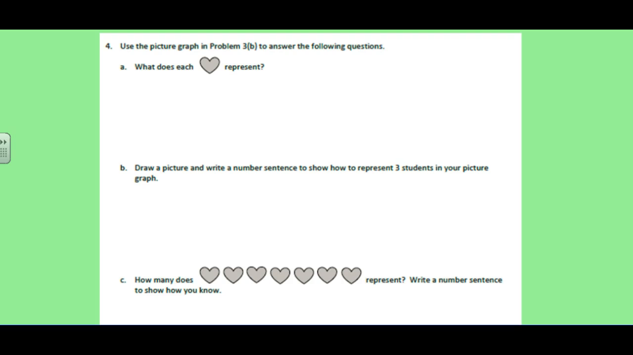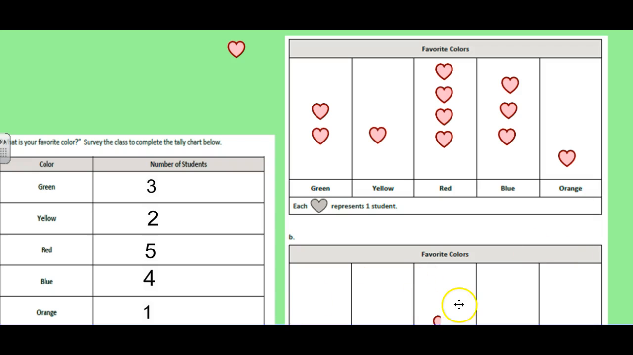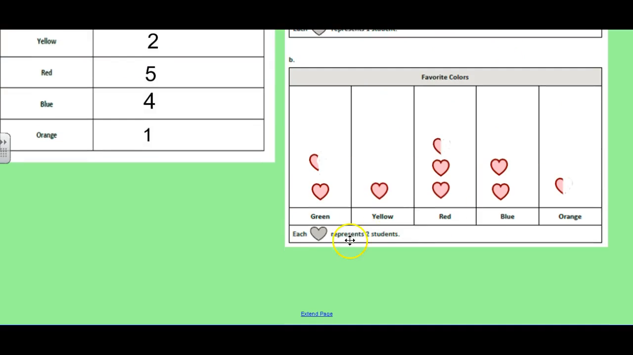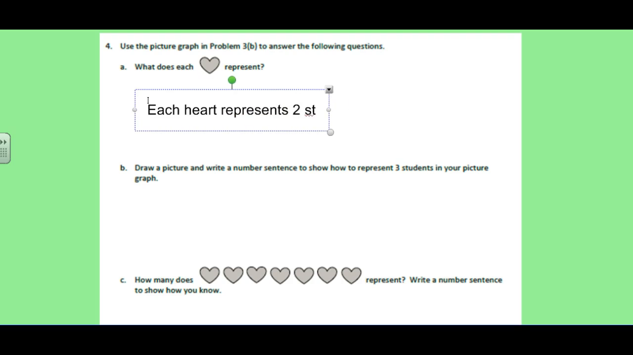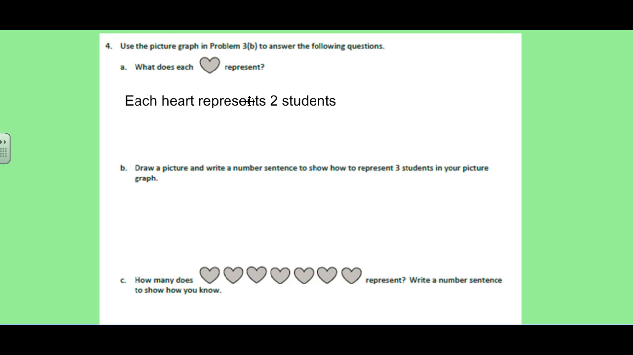And the first question says, what does each heart represent? And all you have to do is look at the bottom part of your picture graph and it tells you each heart represents 2 students. So you are going to write that on your problem set. Each heart represents 2 students. That gave you the answer right there on your picture graph.